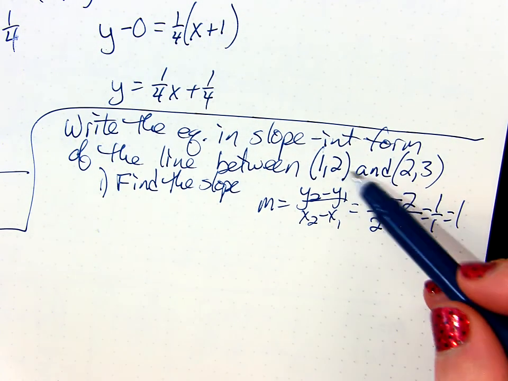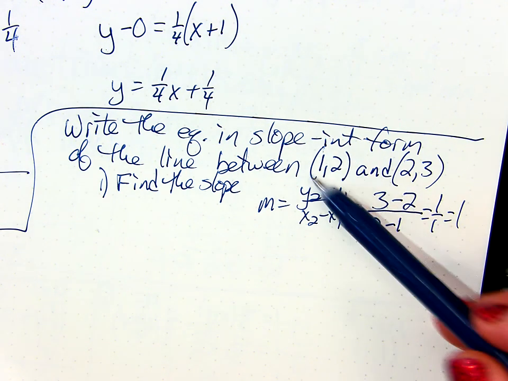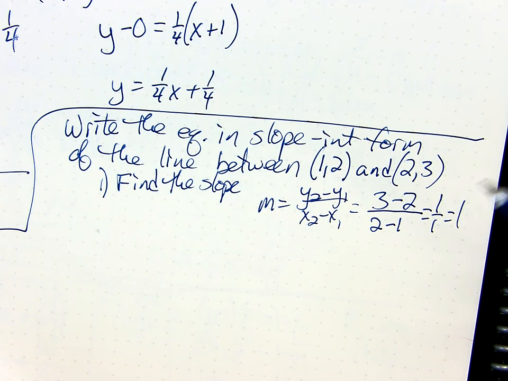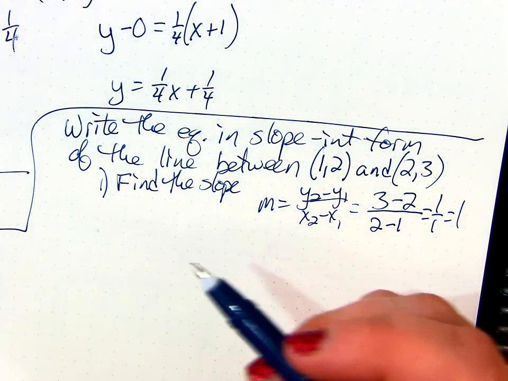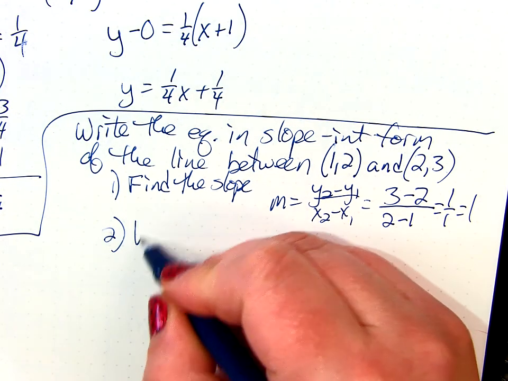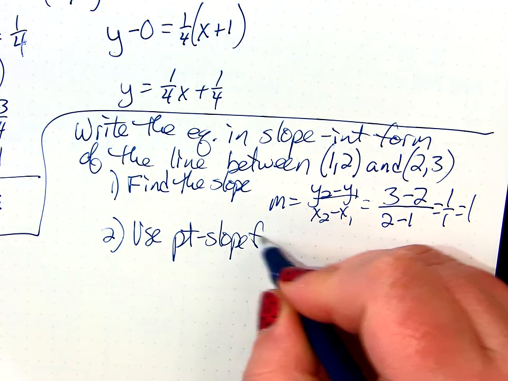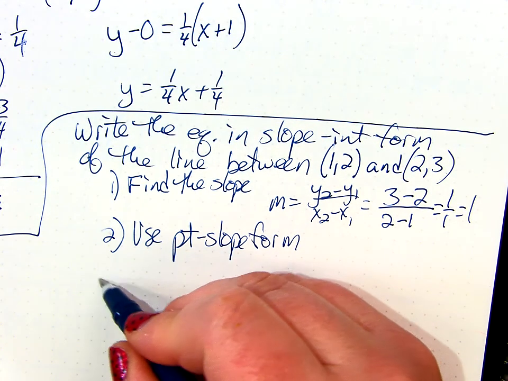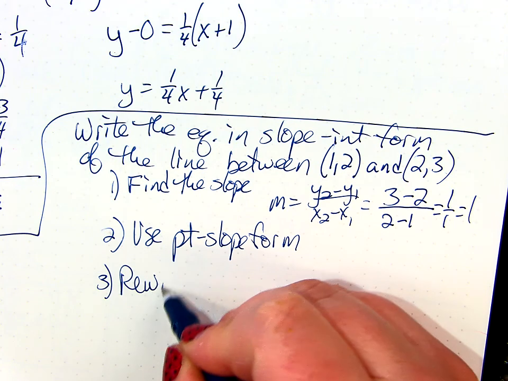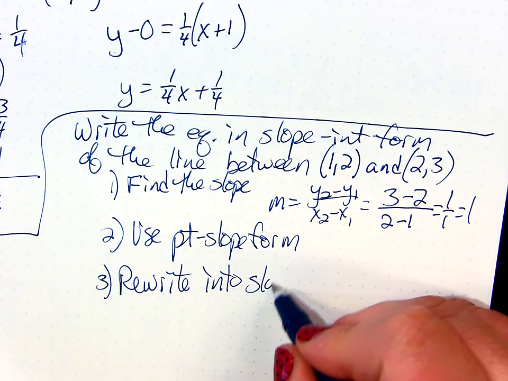Okay? I usually just pick the one with the smaller numbers. If one of them has a 0, I use that. But if neither of them have a 0, they're just a little bit smaller, so I would just use 1, 2. Doesn't matter though, you can pick the other one, because we know it's going to end up being the same. So, 1, find slope, and then 2, use point slope form. And then we'll just say 3, rewrite into slope intercept.